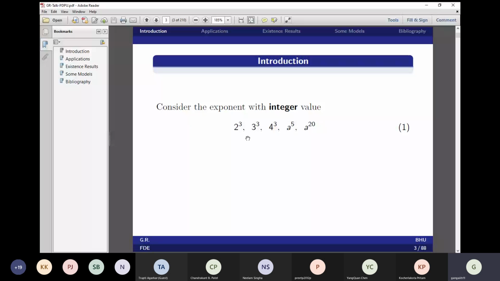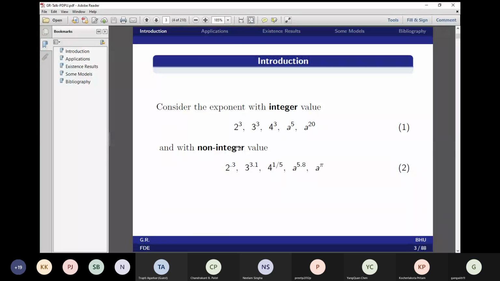Now, as you know very well, if we take any integer exponent, we can easily calculate the values, like 2 to the power 3, 3 to the power 3, 4 to the power 3, a to the power 5, or a to the power 20. Just multiply the number of times. If you want to calculate 2 to the power 3, just multiply 2 cross 2 cross 2, and easily calculate.